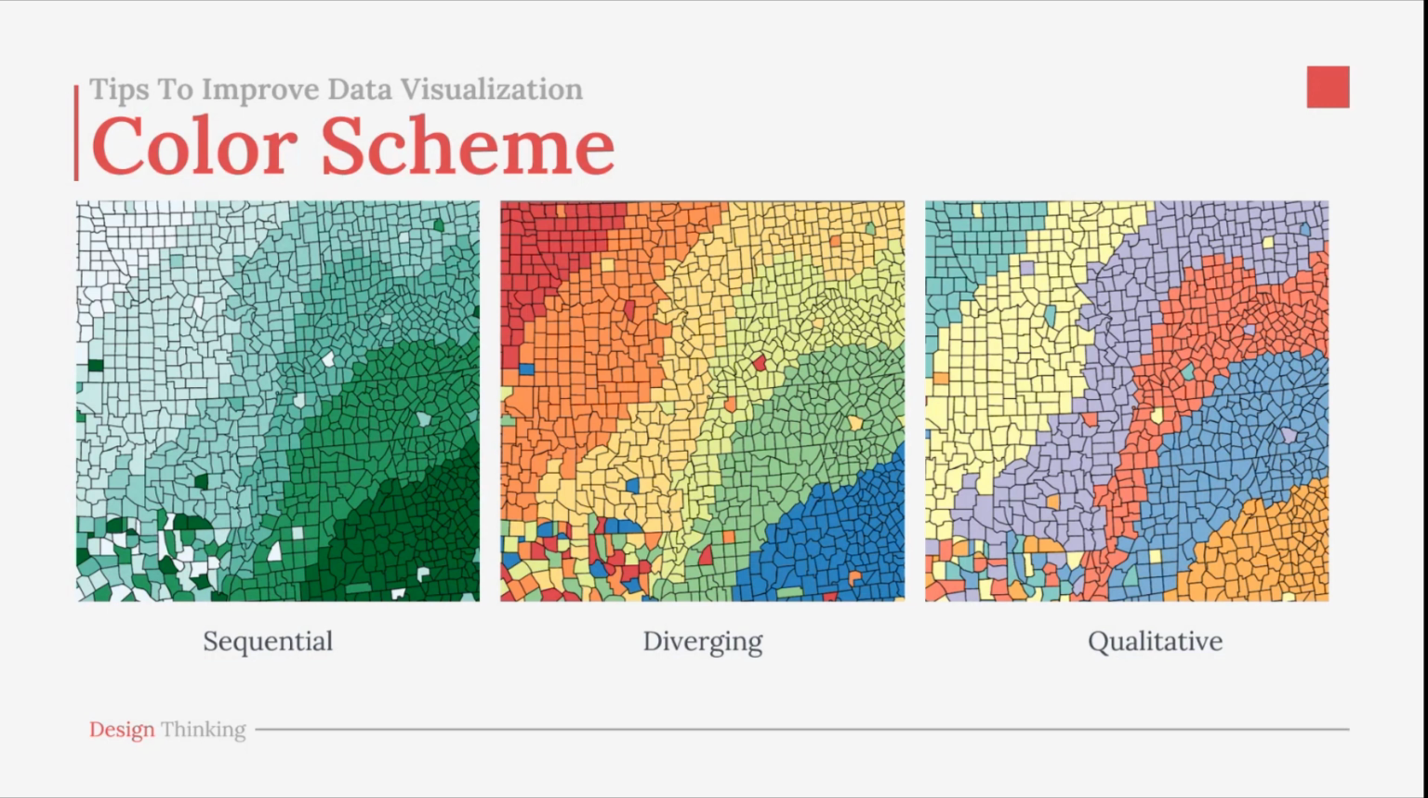Diverging scheme you use when you want to highlight both extreme ends. So you want to maybe highlight your negative data set or positive. Generally, you use this in case of negative positive data set. So you can use a diverging scheme.